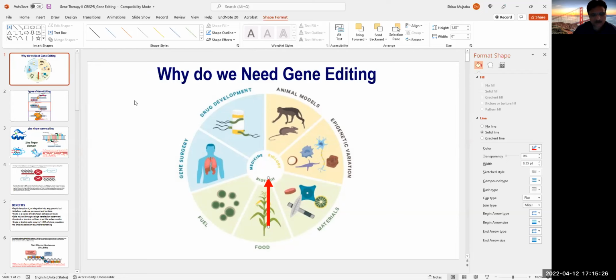So coming back to today's topic, the idea to edit genes is to cure. That's the most novel as well as noble thing to treat human diseases, especially congenital diseases that are acquired from parents from an earlier generation, or during pregnancy, when there is some error.